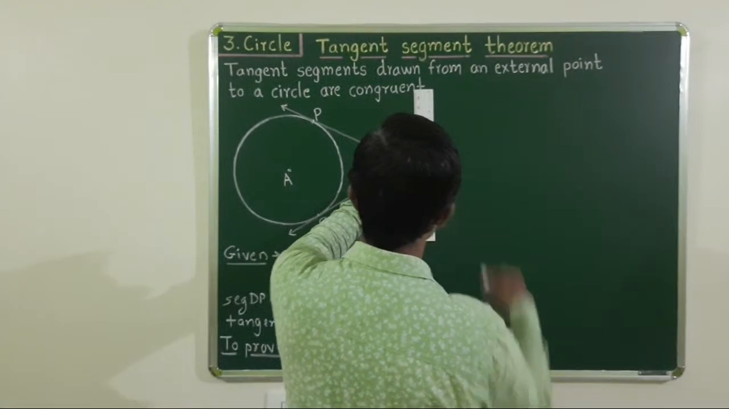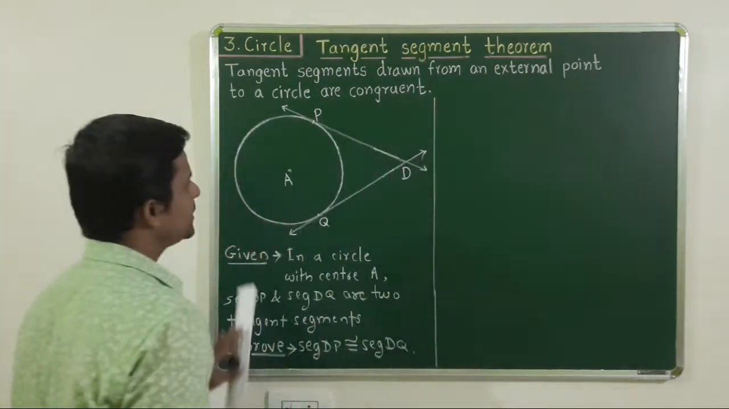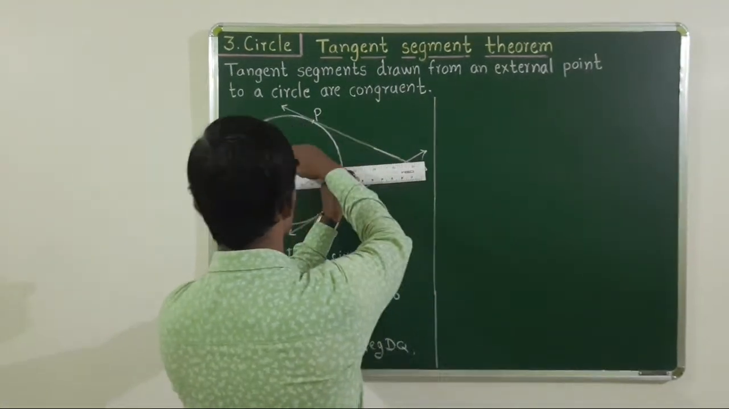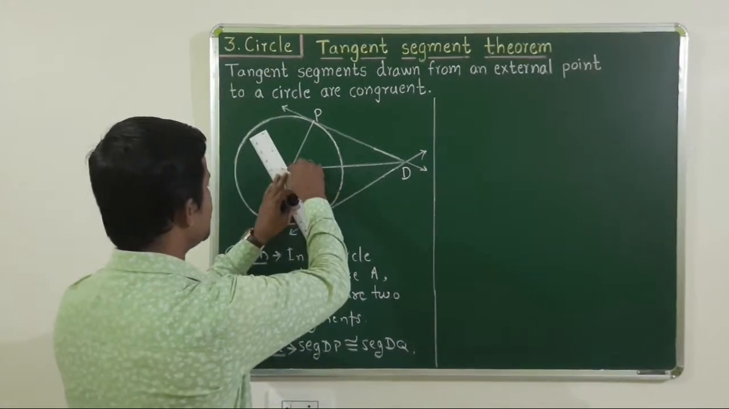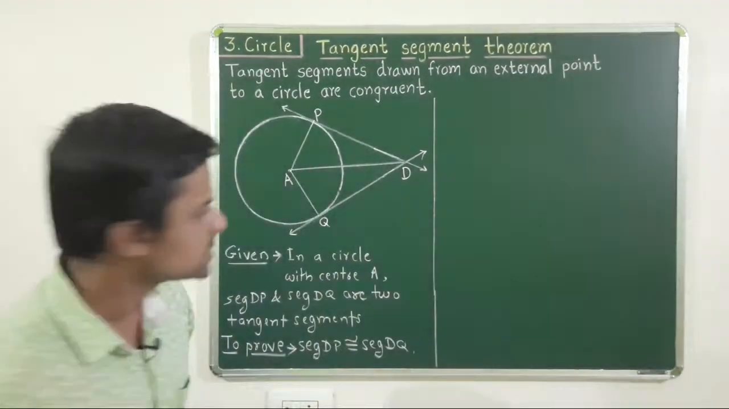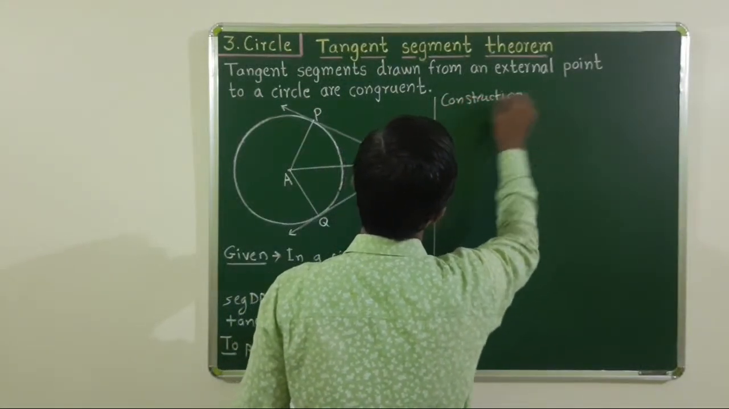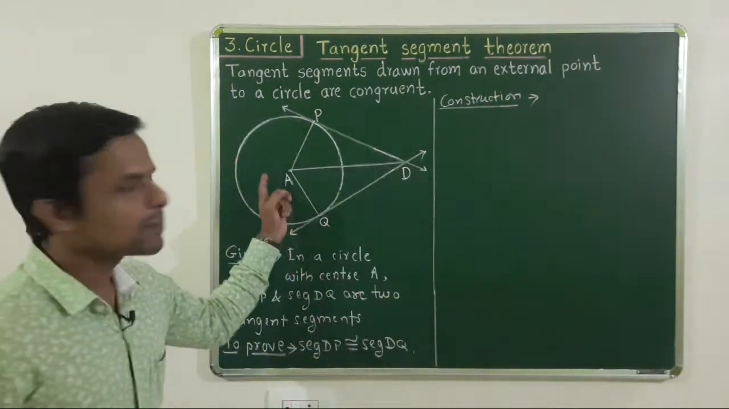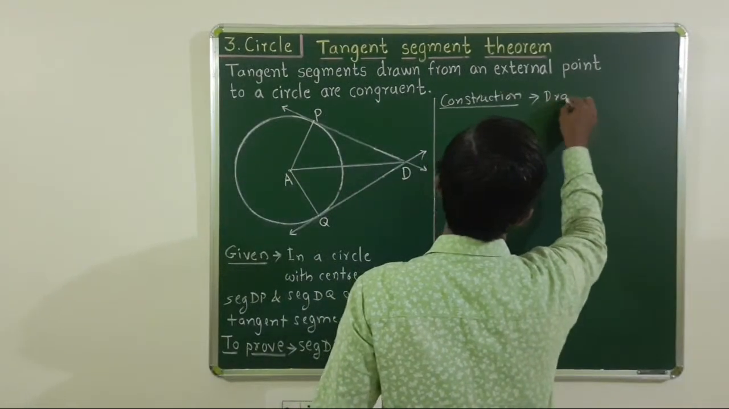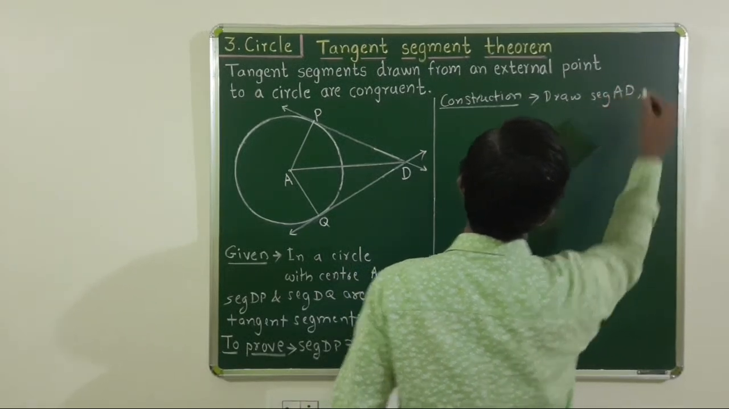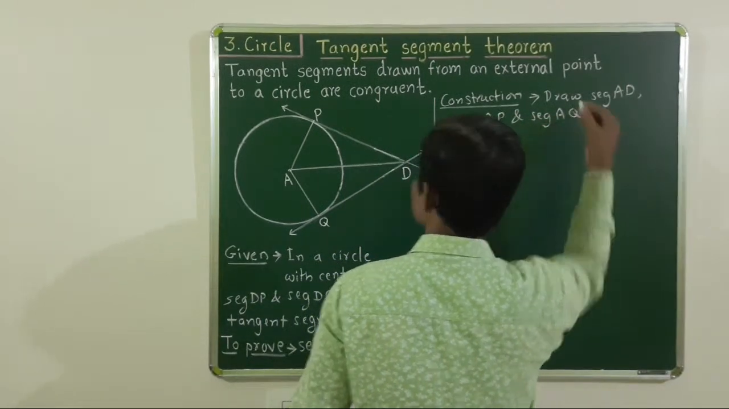Now the next step is proof, but before the proof we'll do one construction here. We'll draw segment AD, and we'll draw radius AP and radius AQ. This is our construction. Draw segment AD, segment AP and segment AQ.